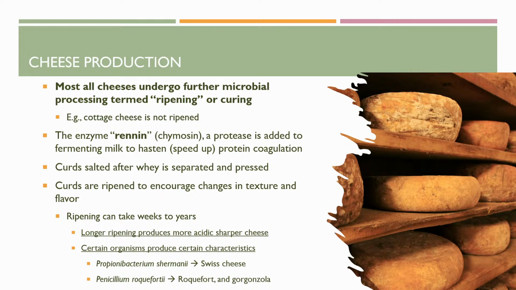Propionibacterium shermanii makes Swiss cheese. Penicillium roqueforti makes Roquefort or Gorgonzola. I've learned a lot about different cheeses by teaching this.